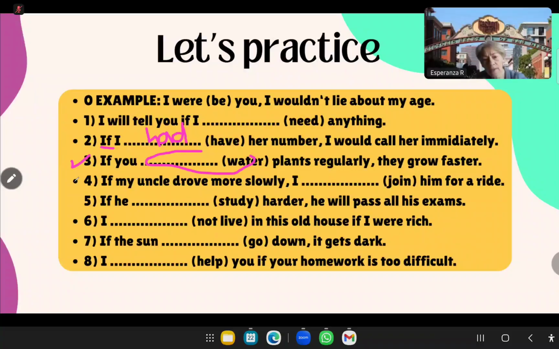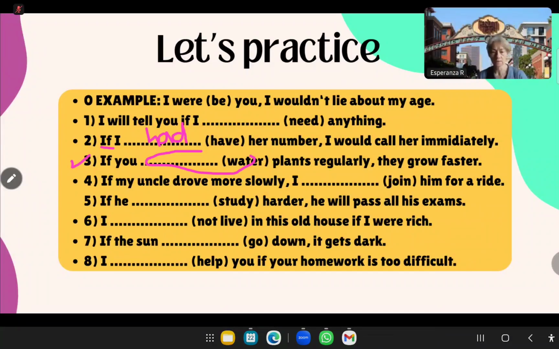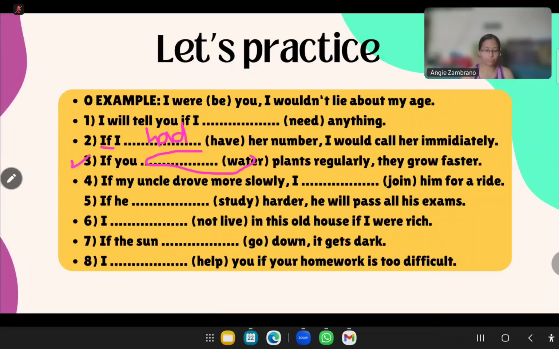Andres, number 4. Teacher, in this case, water is base form or present? Base form, because it's simple present. If you water. Okay, yes. Thank you. As I don't have he, she, or it, I don't add s or anything, just the verb as it is.